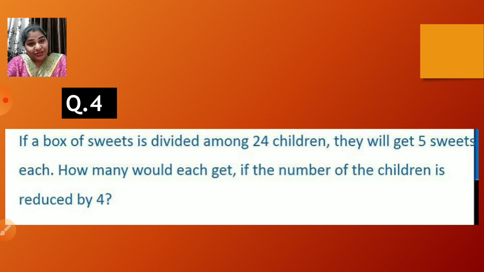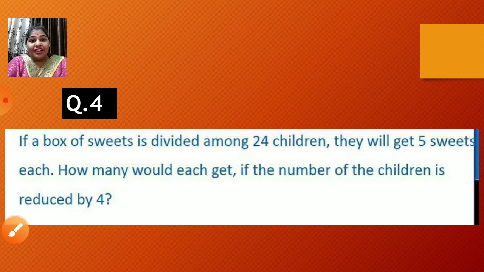A few important questions I'm going to take today, children, and the remaining sums we'll see later on. So question number 4 again, which is very, very important. If a box of sweets is divided among 24 children, they will get 5 sweets each. How many would each get if the number of children is reduced by 4?